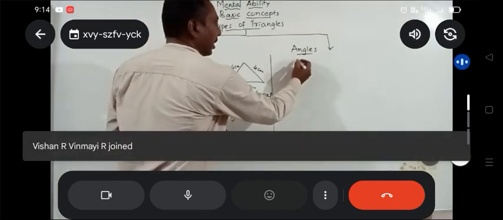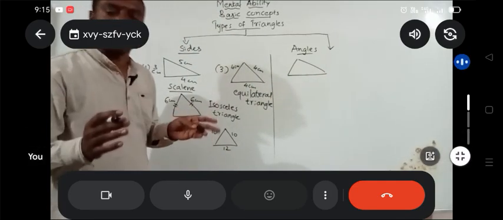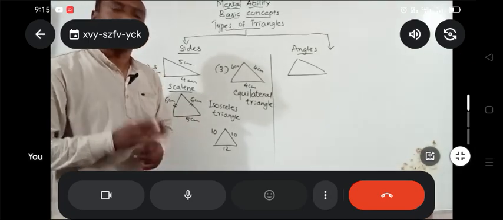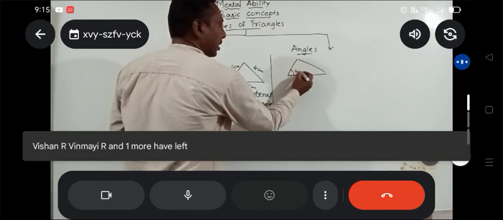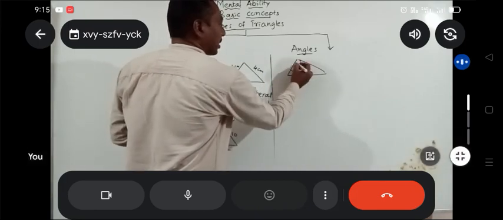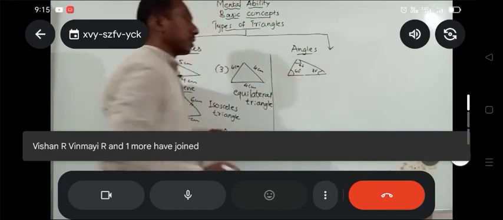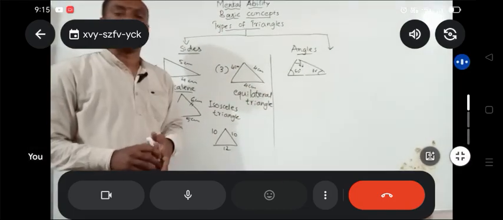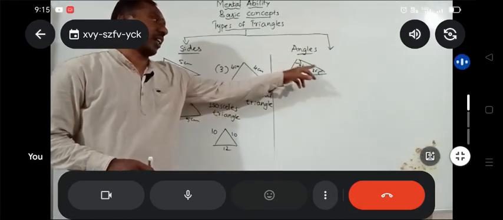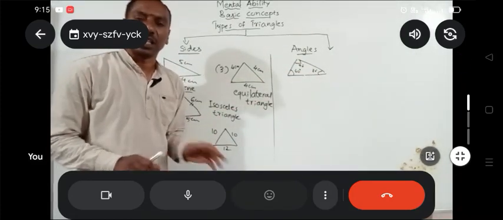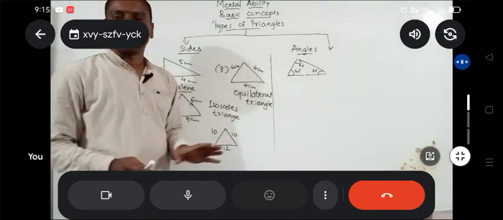Now let me write a triangle. We are considering only the measurement of angles. I will give you the measurements. Let me take this as 60 degrees, this one as 90 degrees, and this as 30 degrees. All the angles I have given. When you sum up all the angles of a triangle, the sum should be 180 degrees. 90 plus 60, 150, plus 30, 180.